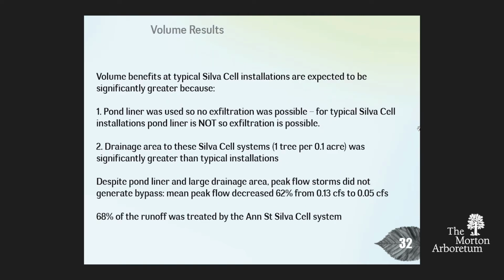So here's some of the things. Like I said, it was sealed off. So 1/10 of an acre. This is what we got. We got a reduction of 62% in terms of the amount of water that was going through the system. And we got 68% of the runoff treated. So only about 30% of it was bypassing. And this is down in Wilmington, North Carolina. This was over the course of 11 months, about 48 inches of rain. A lot of storms. It was almost 60 storms that were 1/10 of an inch or more.